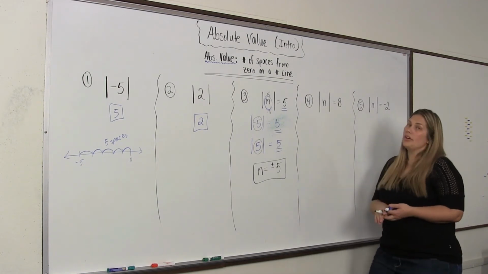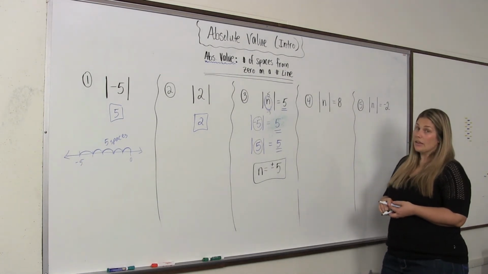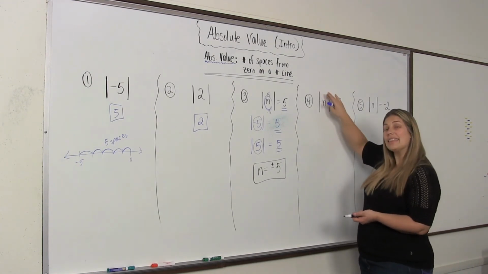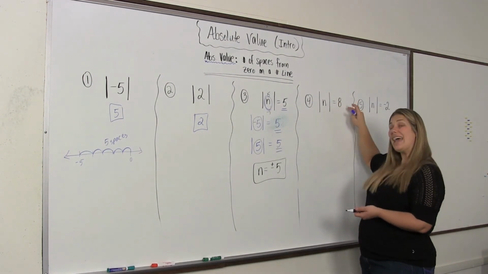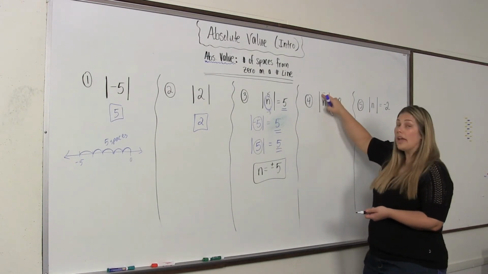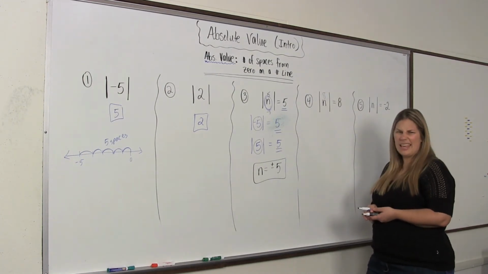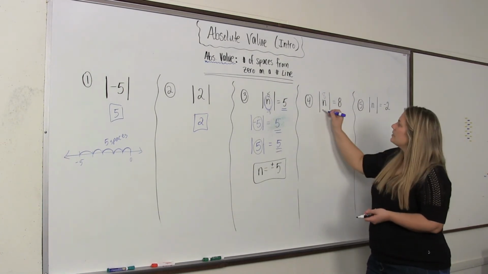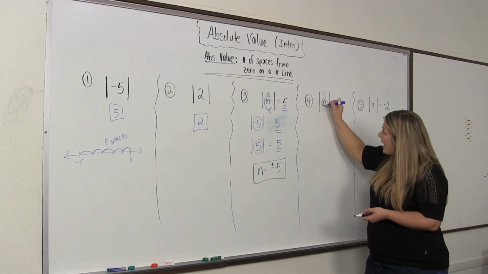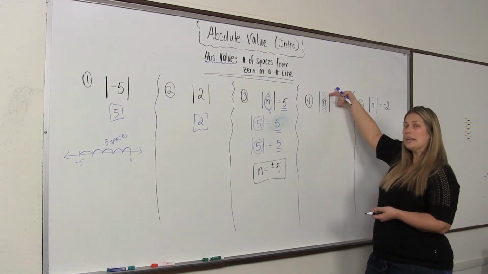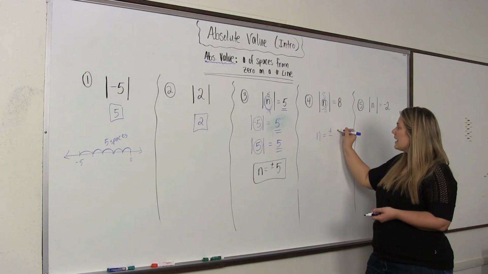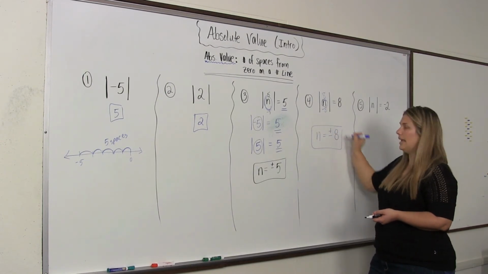So what if we had the absolute value of n is equal to 8? What they're asking me now is not what is the absolute value of 8. They're asking me what can I take the absolute value of and get 8 for my answer. Well, if I put an 8 in here, the absolute value of 8 will get me 8. Anything else? The absolute value of -8 will also get me 8. So what can n equal inside these absolute value bars? Well, n can equal that +8 or that -8. So I would write n equals plus or minus 8.